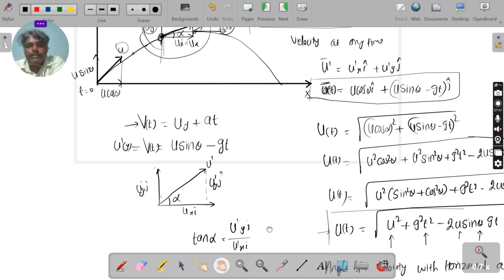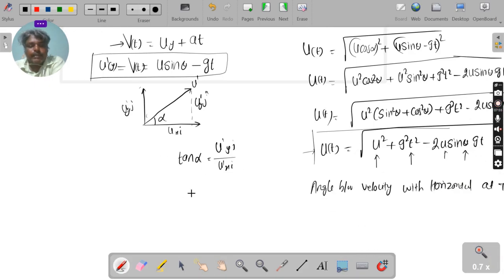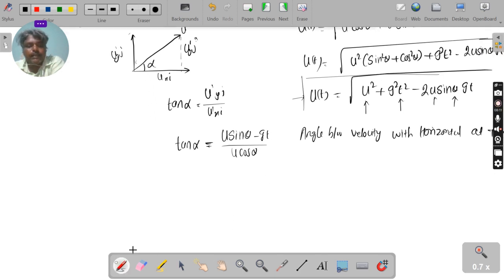What is the vertical component velocity? Here we found out the vertical component velocity already: u sin theta minus g t. Tan alpha is equal to u sin theta minus g t divided by u cos theta. Further simplify பண்ணாலும் பண்ணிக்கலாம். எப்படி பண்ணுவீங்க? So tan alpha is equal to tan theta minus g t divided by u cos theta.